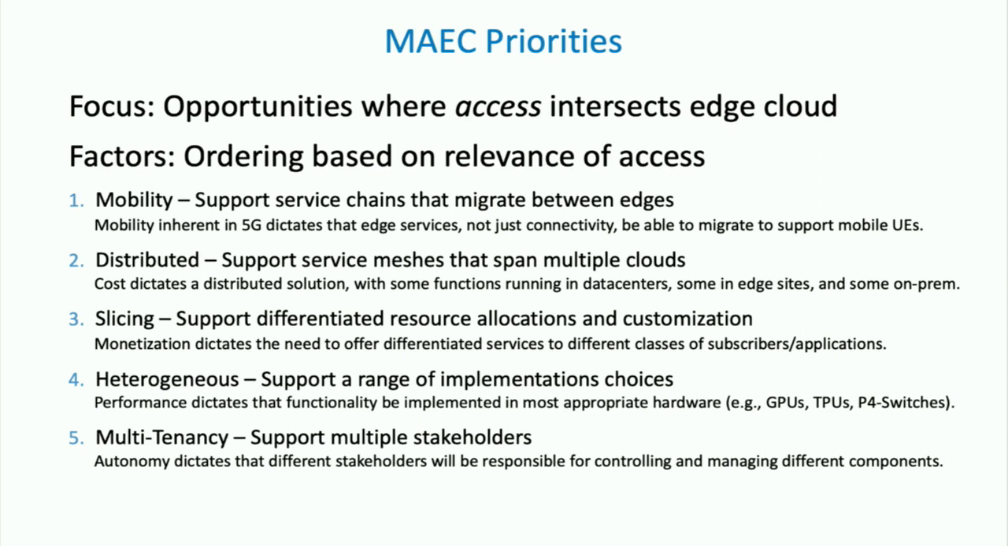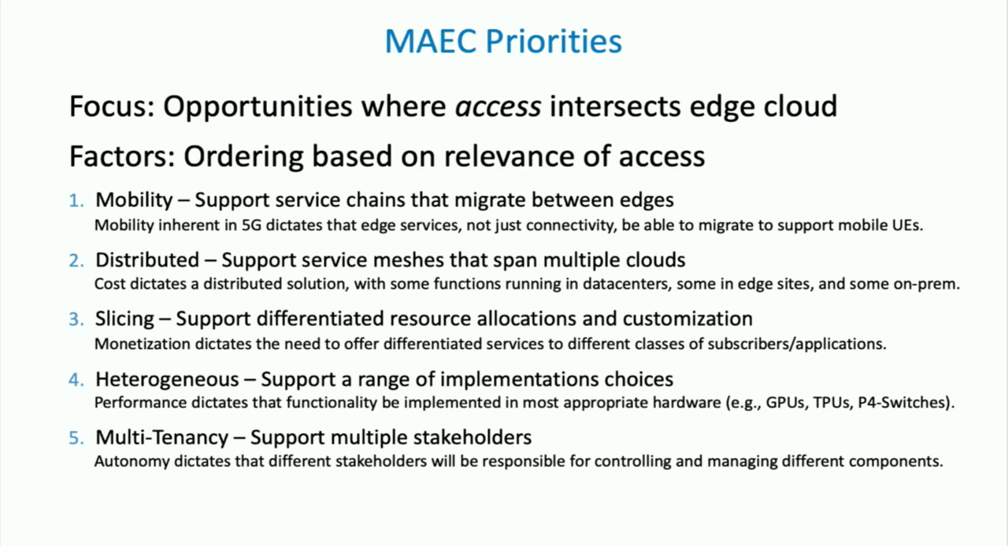Number 3, slicing. Because we are now dealing with subscribers that are paying money to attach at a certain quality of service and a certain customized functionality, we're going to want to slice the capabilities of the network, and that clearly is going to be a factor in this. 4th, heterogeneity. Some of these functions are implemented in servers, running in containers, some in VMs. Some of them, as you've heard, will be programmed into the switching fabric. Some of them will be programmed into GPUs. Some of them will be programmed into TPUs. So we need to account for that heterogeneity.